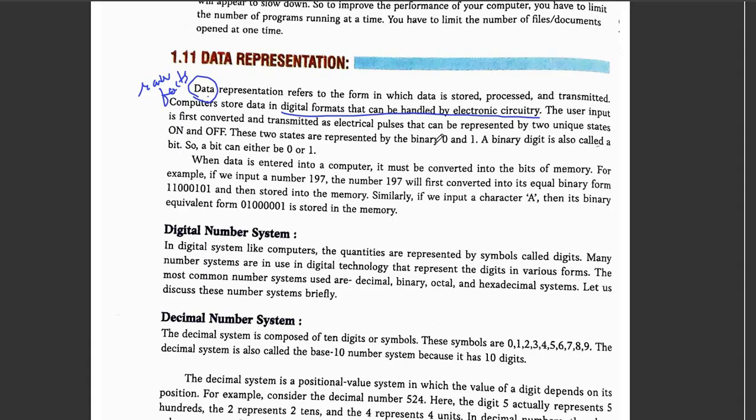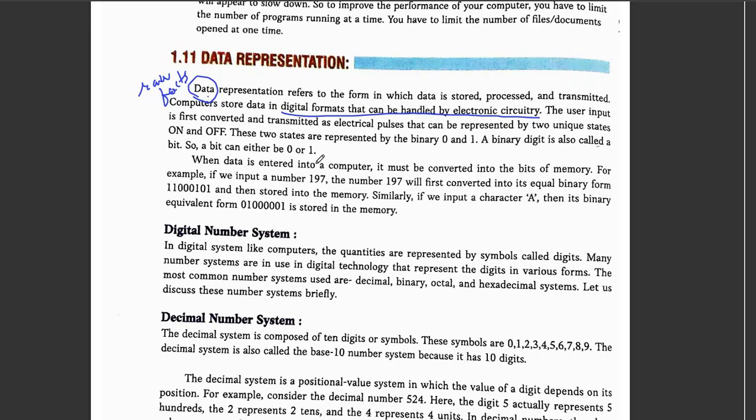So these two states are represented by the binary digits 0 and 1. A binary digit is also called a bit, so a bit can either be 0 or 1. If you are asked what a bit is, answer that a binary digit is called a bit. So it can be 0 or 1.